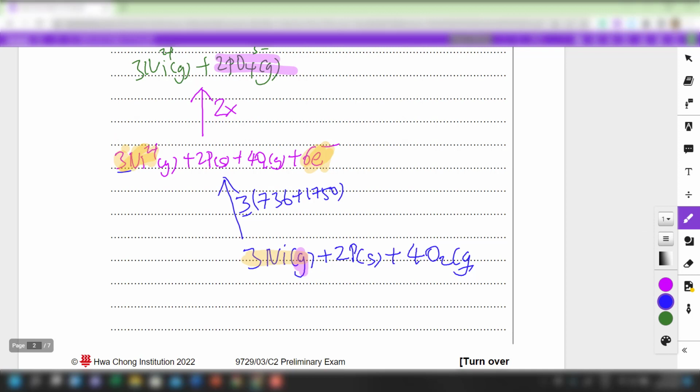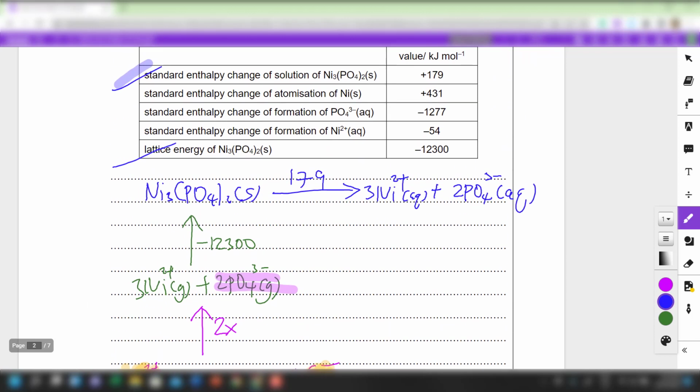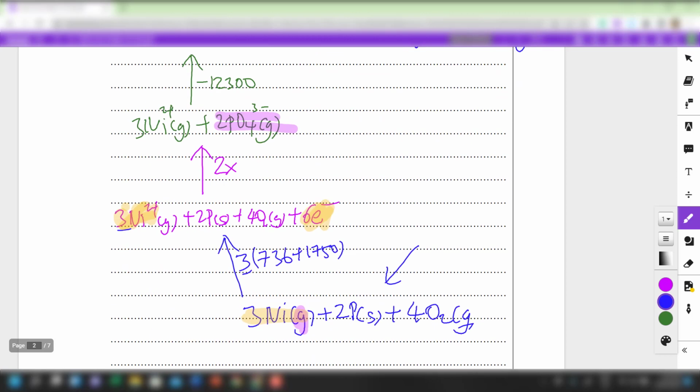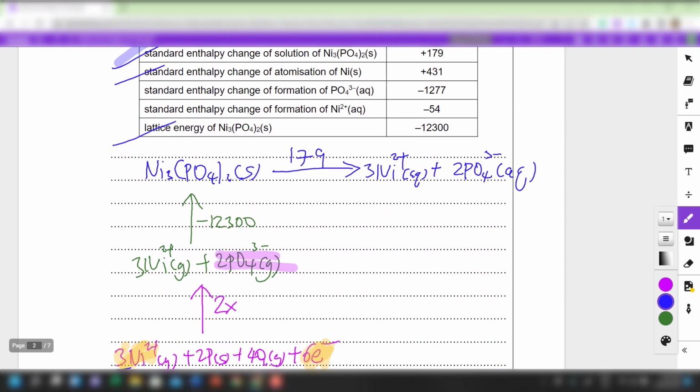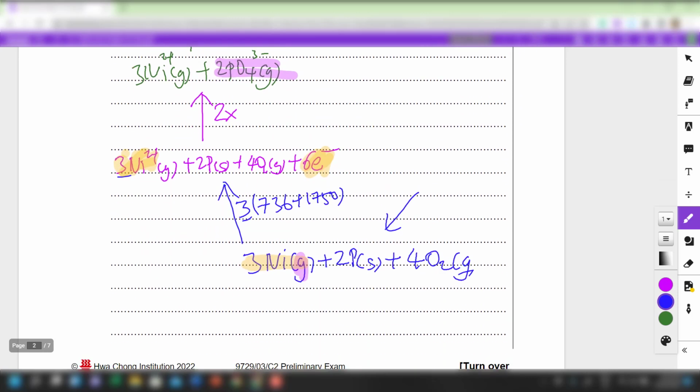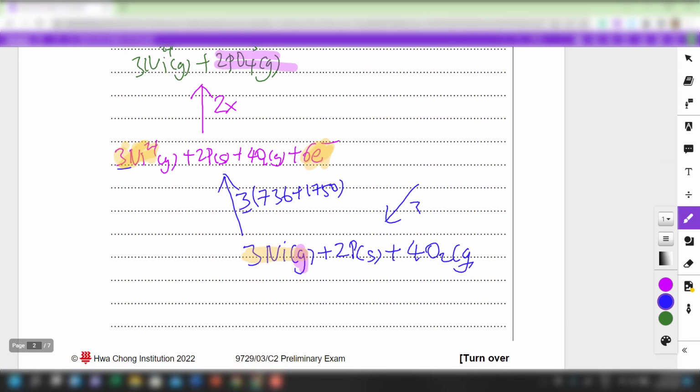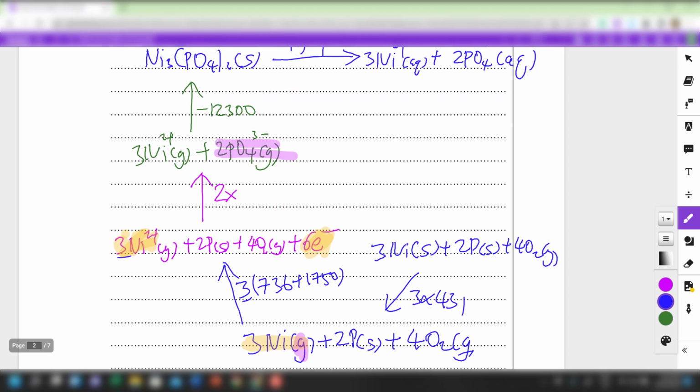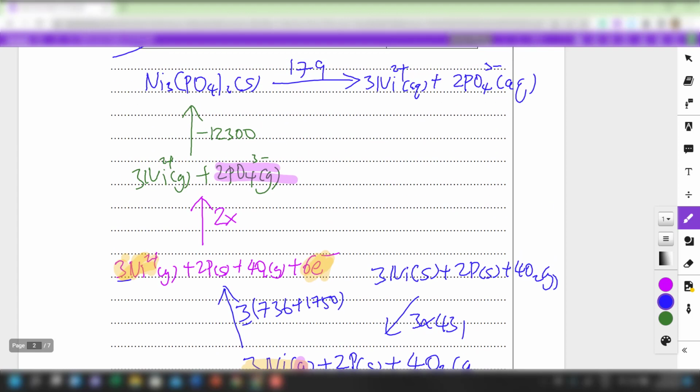So let me submit another enthalpy change term. That is the atomization for solid nickel to produce gaseous nickel. So that's 431 and 3 equivalent, so 3 times 431. So here I'm going to have 3Ni solids plus 2P solids plus 4O2 gas. I think right now we are very close to the answer already.